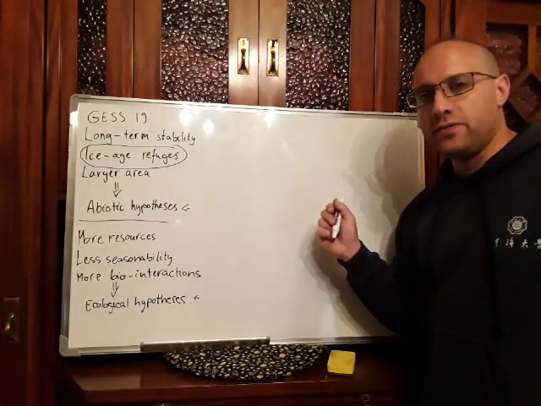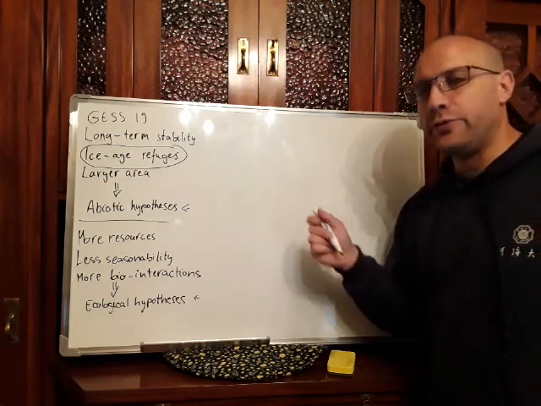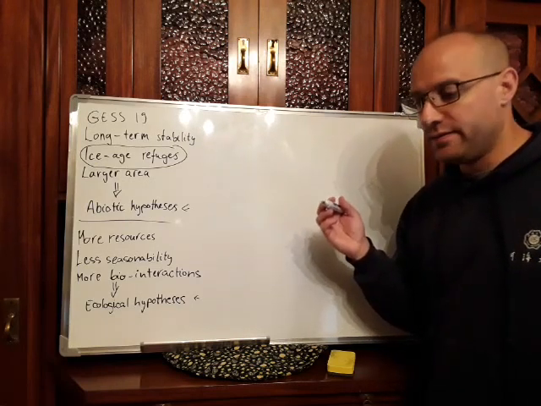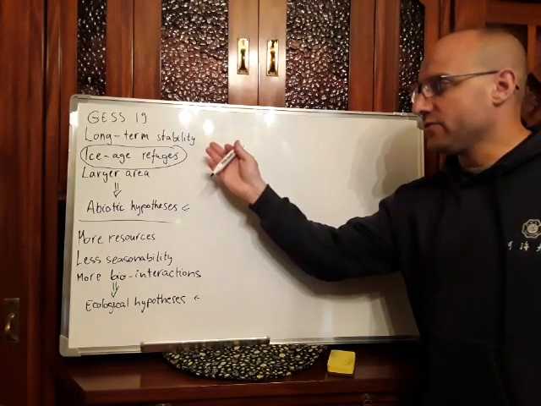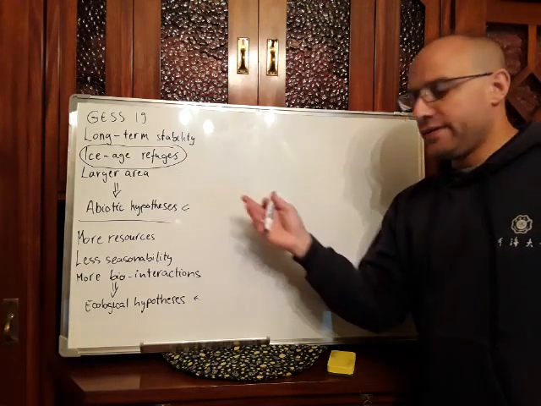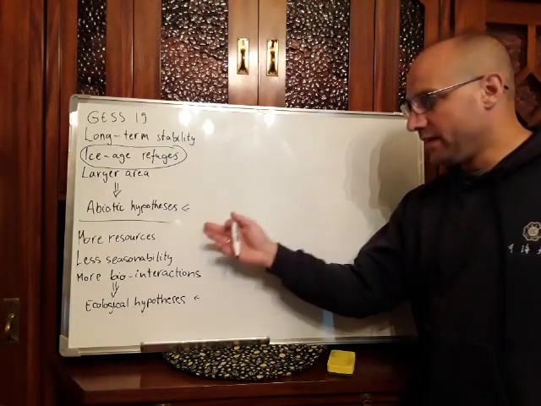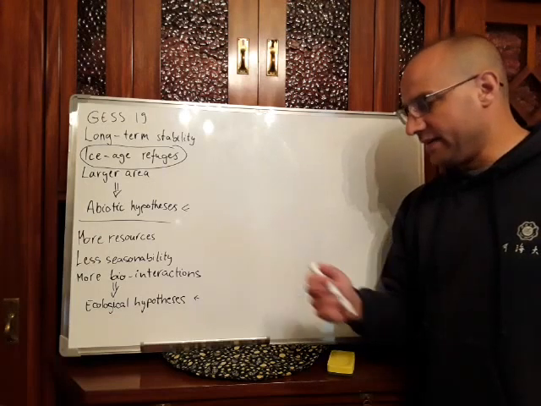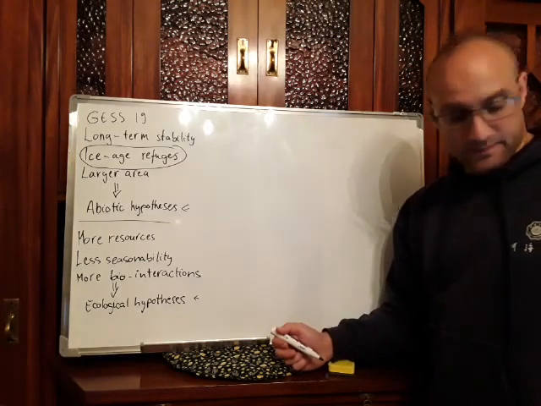So, speaking about the possible reasons for the tropics being so rich in species, so rich in biodiversity, in other ways, we said that long-term stability, ice age refuges, larger area, or the abiotic hypothesis or the historical hypothesis, and more resources, less seasonality, and more biointeractions can be ecological hypotheses.